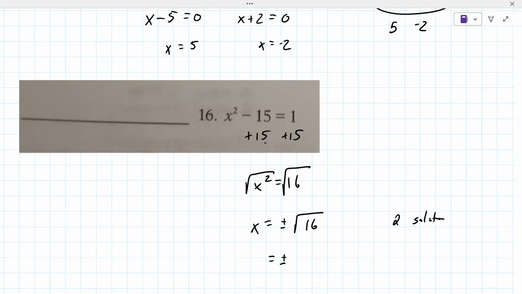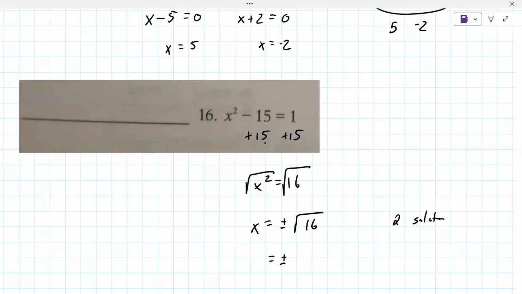What is the square root of 16? What number, when multiplied by itself, gets you to 16? That would be 4.